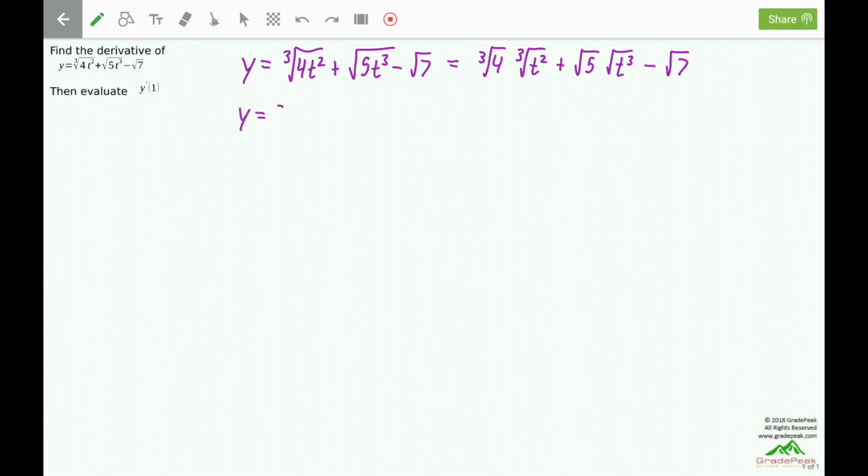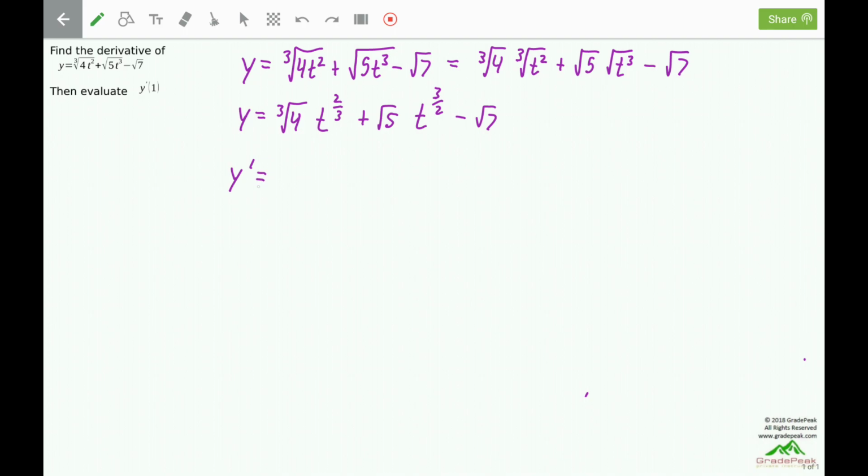So y will equal the cubed root of 4 times the cubed root of t squared, which is t to the 2/3, plus the square root of 5 times the square root of t cubed, which is t to the 3/2. Power of 3 and root is square root, or the second root. And then minus root 7. What I've done is I've changed the terms into a form that is now more useful for the power rule, which can be done for each of the first and second terms. And now we can take the derivative.